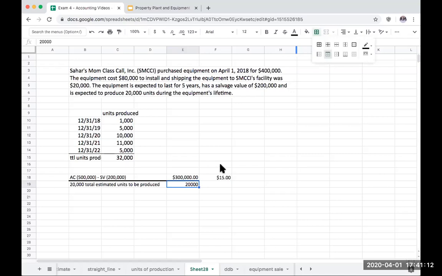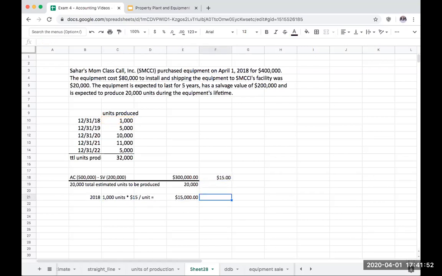So here, whenever I produce something using this machine, I'm going to be using a rate of $15 per unit. So what this question is asking us to do is to determine the amount of depreciation expense for every one of the years. Let's do 2018 first. So for 2018, I produced 1,000 units at $15 per unit. So my total here is going to be 1,000 times $15 per unit, or 15,000.